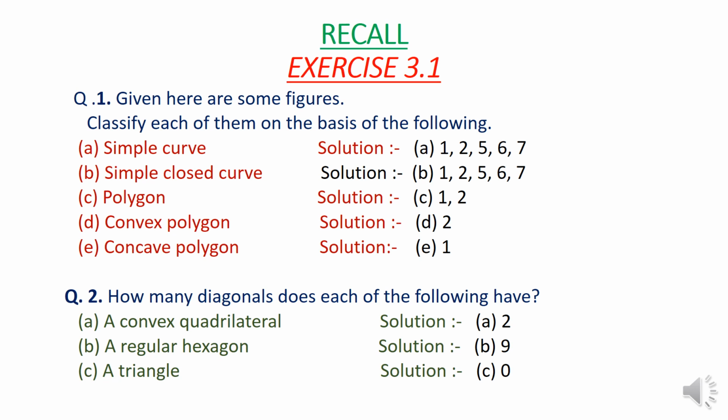How many diagonals does each of the following have? That is convex quadrilateral. It has two diagonals. Regular hexagon. The solution of this question is 9 diagonals. And a triangle. So it has 0 diagonals. So in the triangle, diagonals are not possible.